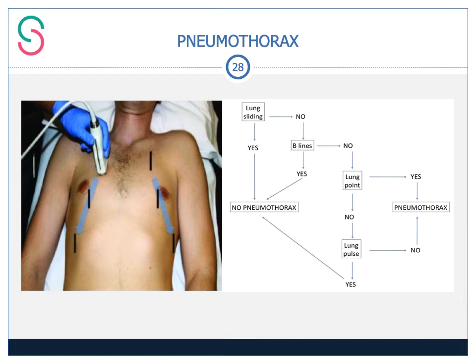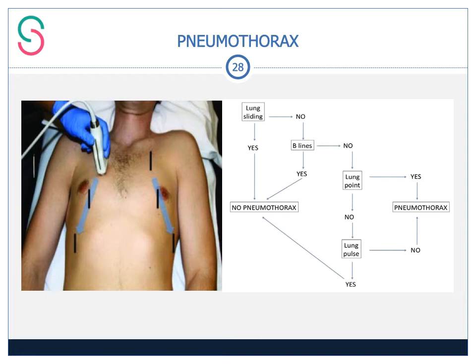is to ask yourself, do you see lungs sliding? Now, if you see lungs sliding, which implies the pleura opposed to each other, then you can effectively exclude pneumothorax. If you don't see lungs sliding, do you see B lines? If you see B lines, again, you do not see B lines in pneumothorax, so you can exclude pneumothorax.